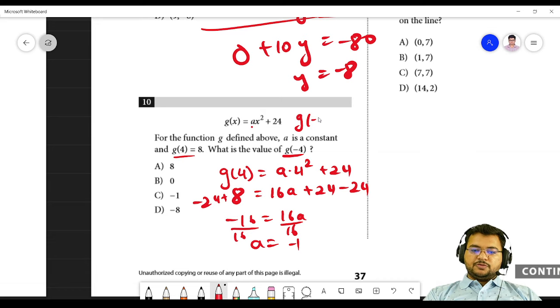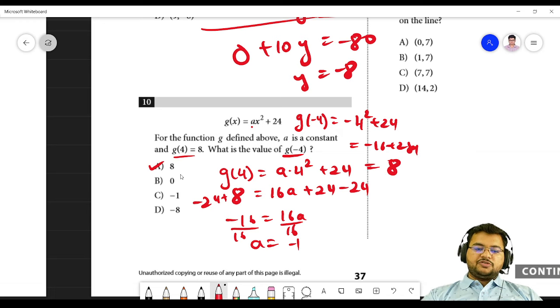Now we'll be able to solve this. So g of minus 4 will be equal to minus 4 squared plus 24, that will be equal to minus 16 plus 24, that is equal to 8. So option A is our right answer. Going to question 11.